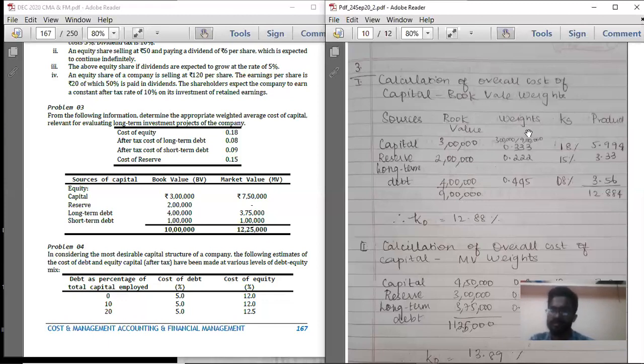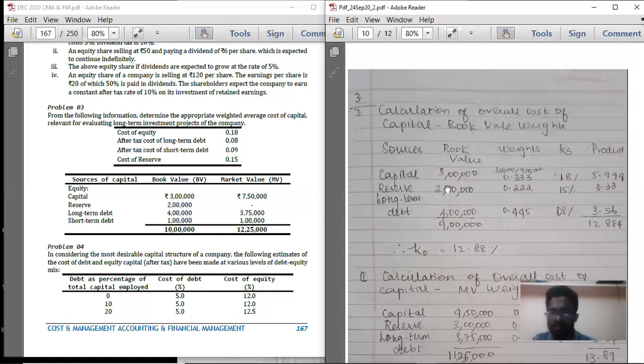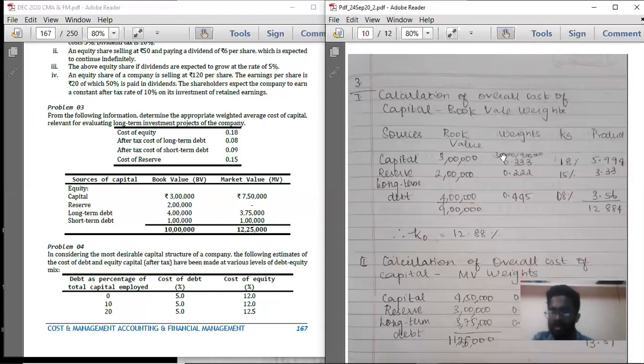Now coming to the weights. What is weights? Weights is nothing but comparing the equity capital to the total capital, that is how much of the equity capital is the percentage of total capital. That is called weights. So in respect of equity capital, record 3 lakh divided by 9 lakh. Take down one calculation, then after that just take down the answers. How much is 3 lakh divided by 9 lakh? 0.333. In respect of equity capital, weights record 0.333.